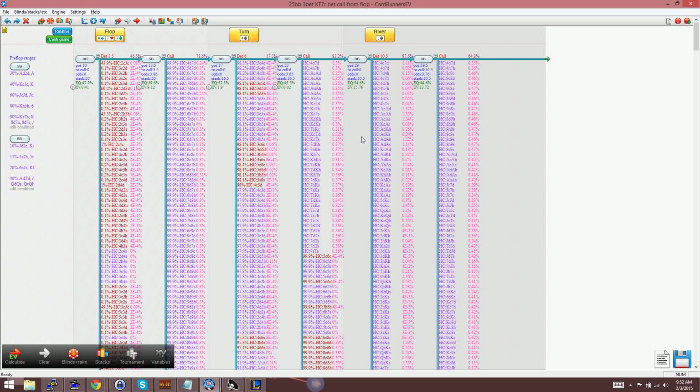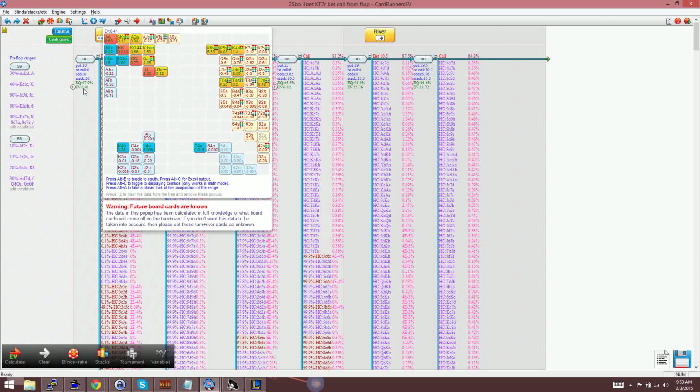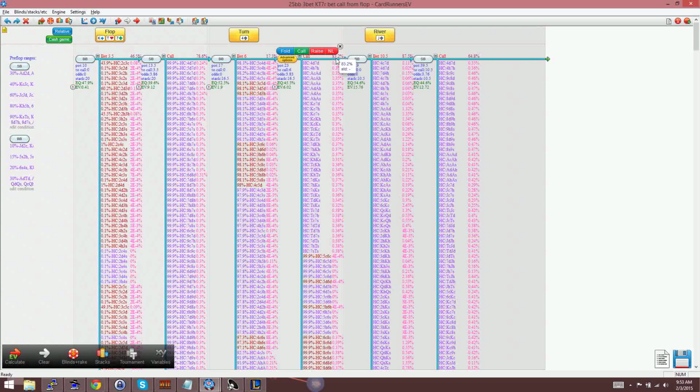And the reason is that if you mouse over the EV description here, they only show it on the flop, but it applies to the turn. You see this warning at the bottom, warning future board cards are known. It turns out in computing this frequency of calling on the turn, Card Runner's EV actually assumes that the jack of spades is going to come on the river, and thus that you can't hold any hands on the turn that contain the jack of spades, which, to me, seems like a backwards way to think about things. I don't think about my call frequency on the turn as being related to knowing that the jack of spades is going to remove all those hands from my range on the river.